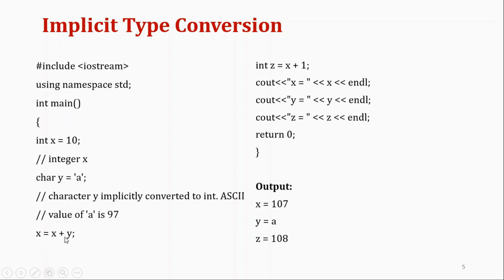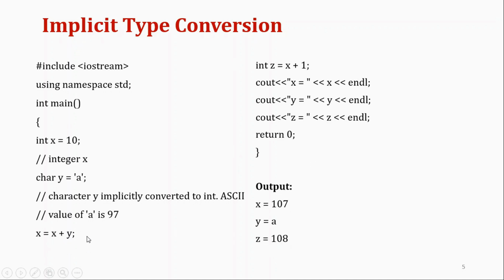Generally we can do arithmetic operations, addition, with a similar type of data. So in this line, the compiler will convert the variable y, whose value is a single character alphabet, to the ASCII number. From alphabet to ASCII number, it is automatically converted by the compiler. For alphabet A, the ASCII number is 97. So 97 plus the x value 10, 107 will be given to x. And in the next line, integer z equal to x plus 1. Already x value is 107, and 107 plus 1 is 108. So that is the result shown here.